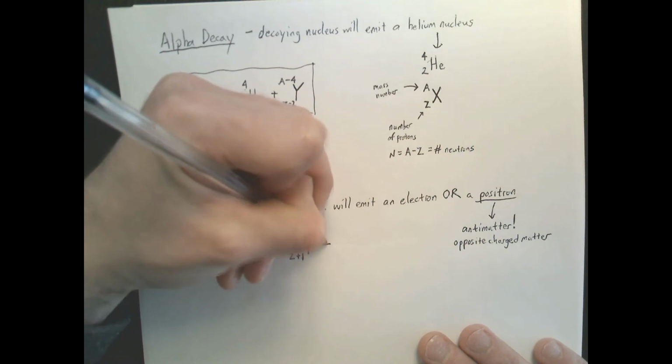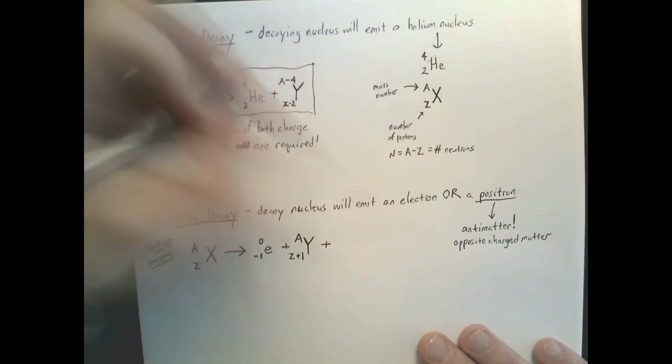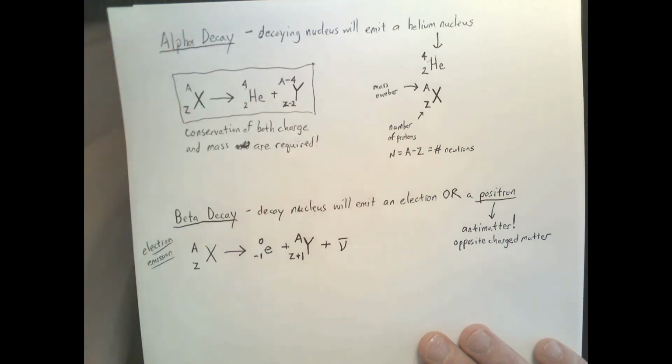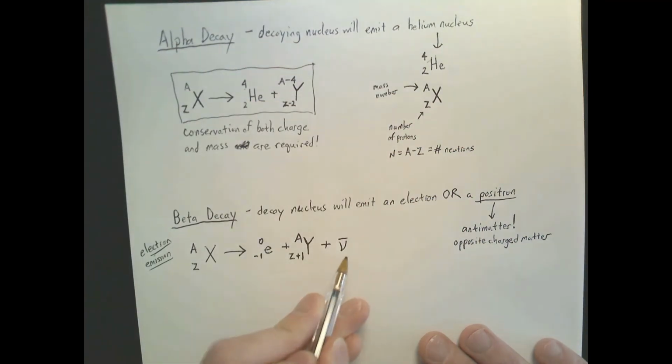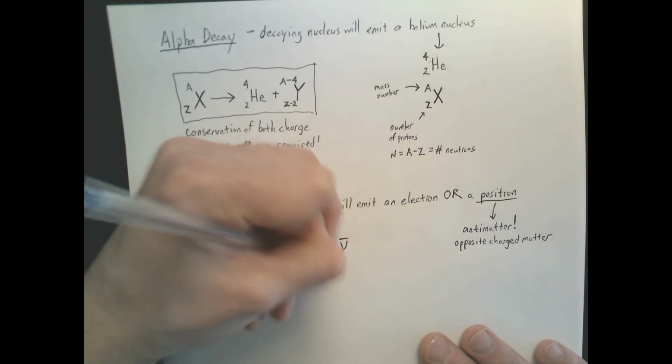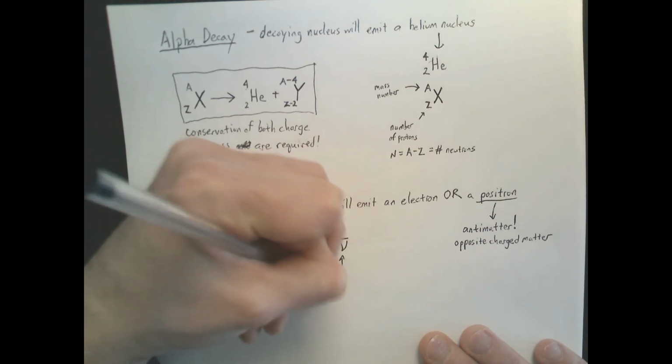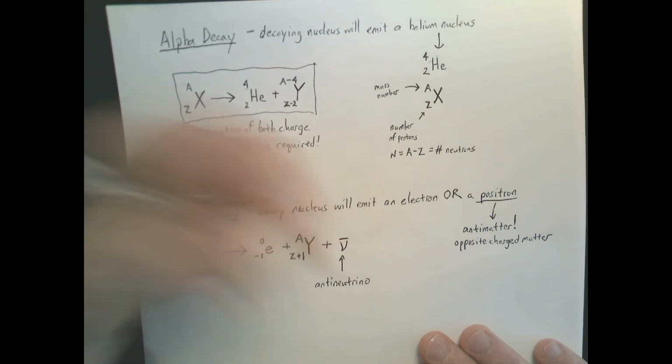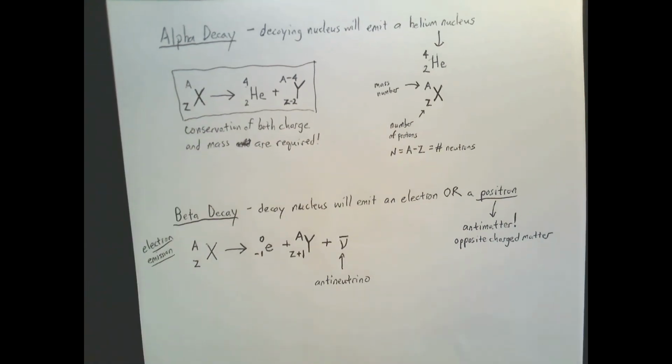Electron emission also emits this really neat thing called an antineutrino. We symbolize that with a Greek letter nu for neutrino, and a little bar over it tells us it's the evil twin, the antineutrino. It's a much smaller particle than the neutron. It's even smaller mass than the electron as far as we know, and it has no charge. We discovered that this antineutrino has to be there because of conservation of momentum properties.